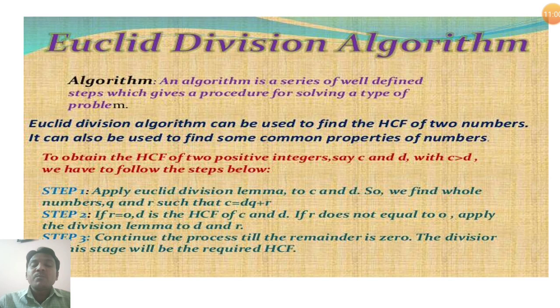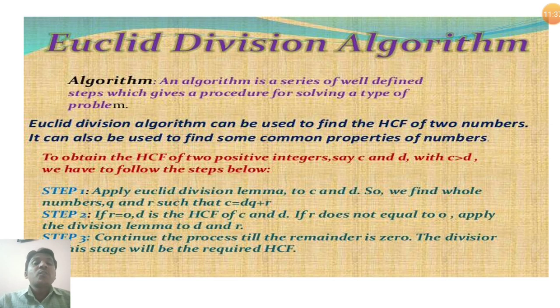To obtain the HCF of two positive integers, say c and d, with c greater than d, we have to follow the steps below. What are the steps we have to follow? Just I will explain the steps here now. Next class I will take one example and show how to find HCF by using Euclid's division algorithm. Step number 1. Apply Euclid's division lemma to c and d, so we find whole numbers q and r such that c is equal to dq plus r.